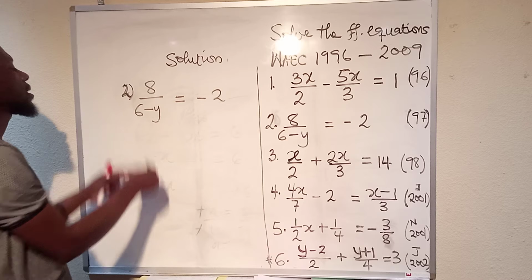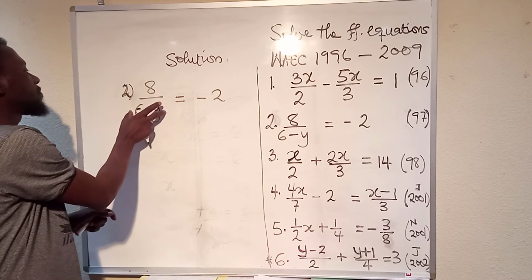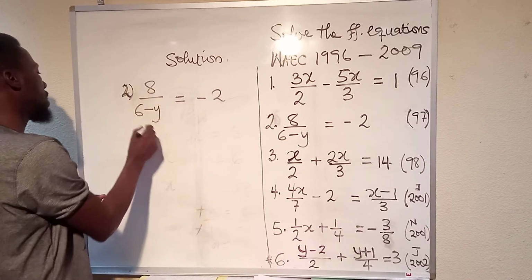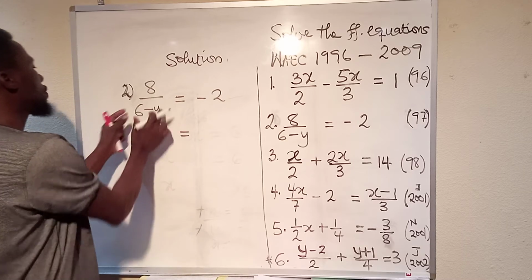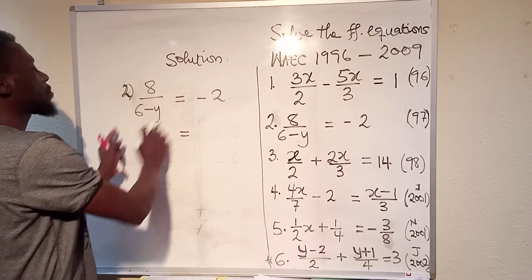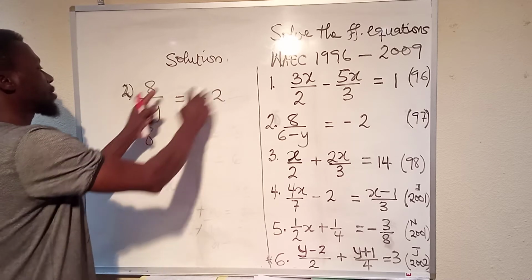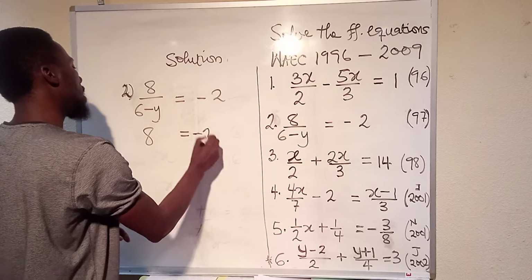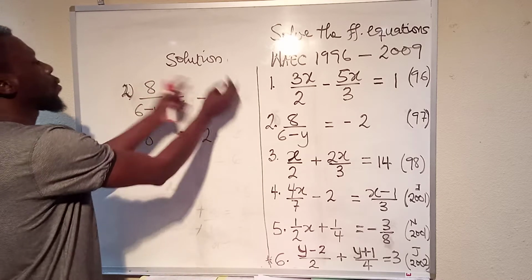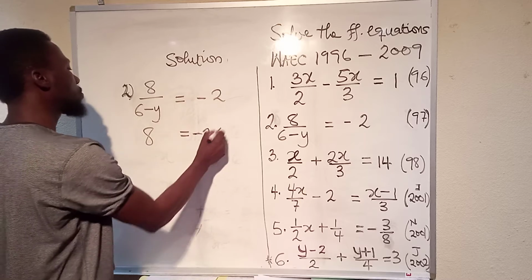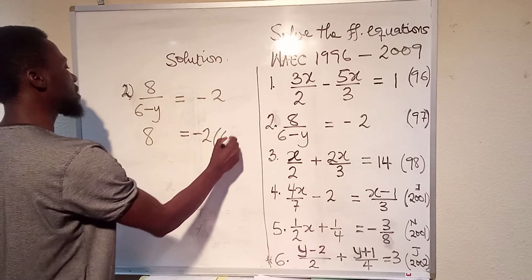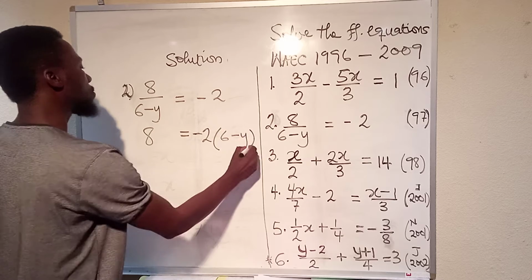Now, what is happening is that whatever is dividing crosses the equal sign to multiply. So we shall have 8 equal to, if it's only one number or only one variable, crossing to multiply. If it is a term, it goes there to multiply. So negative 2 is here, and 6 minus y crosses the equal sign to multiply. So we shall introduce a bracket, since it's a term, we put the term into that bracket.